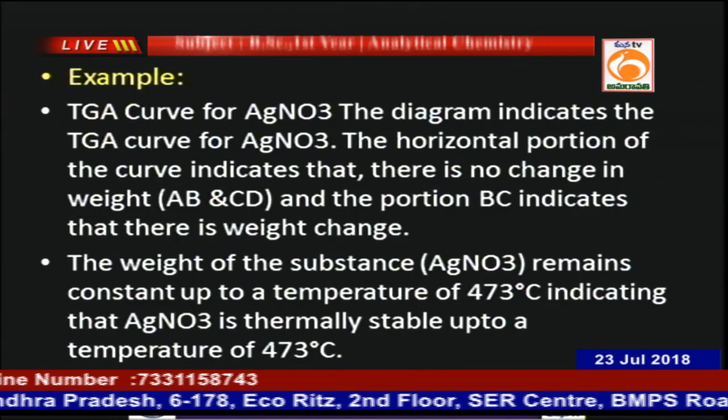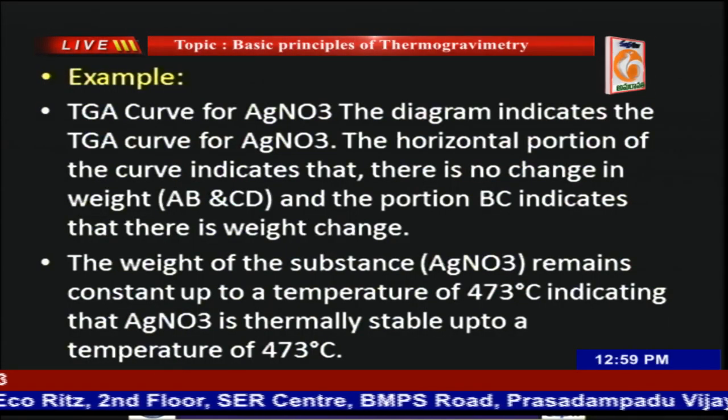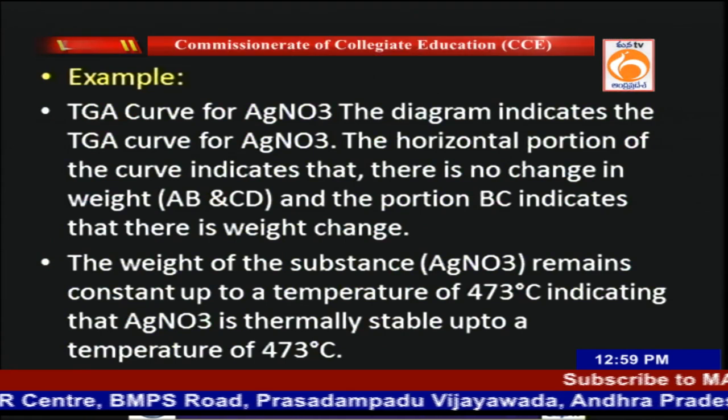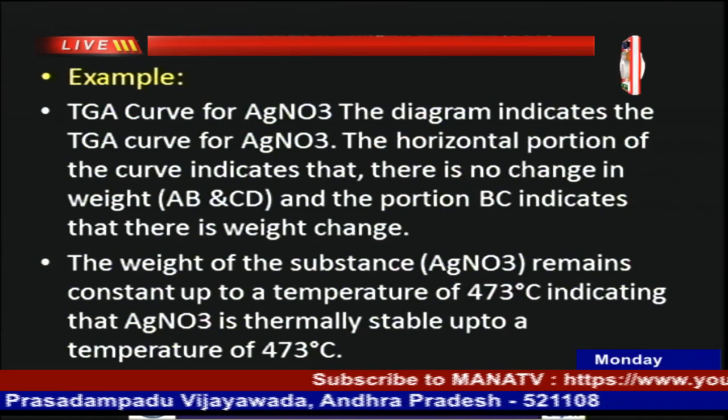When you start doing that, silver nitrate, as all of you know, at one stage or other, is supposed to break or dissociate into silver and nitrate ions, and what sort of changes will happen with the temperature. You can have a look at the graph also, you will understand very well. Here, the silver nitrate remains constant up to 473 degrees. So, when you start heating, program it, you will see a straight line without any change in the mass. You will always observe a rise in the temperature, but no change in the mass, indicating that silver nitrate is thermally stable up to 473 degrees.